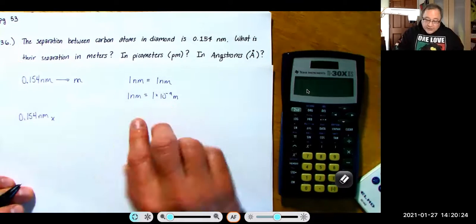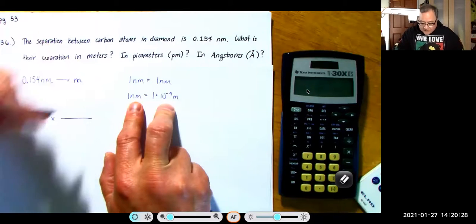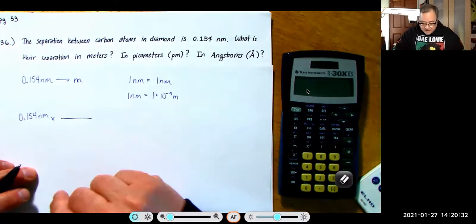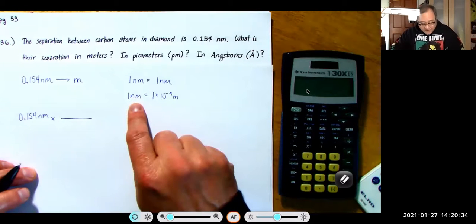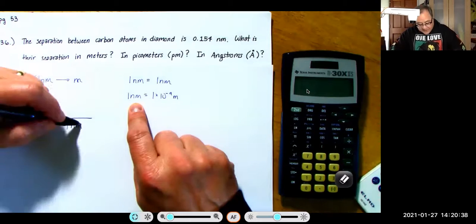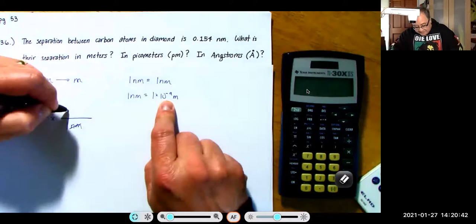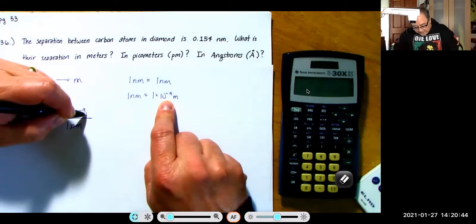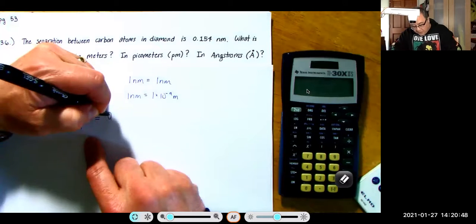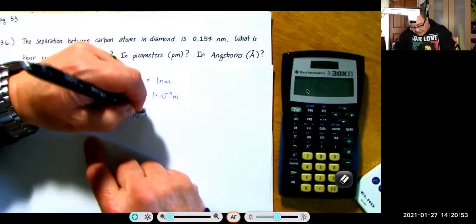So I'm going to use this equality as a conversion, which means I'm going to take one side, put it on the top, and one side, put it on the bottom. I decide that I'm going to put 1 nanometer on the bottom because I want my nanometers to cancel. That means I'm going to put this on the top, and we get 0.154 times 10 to the minus 9 meters.